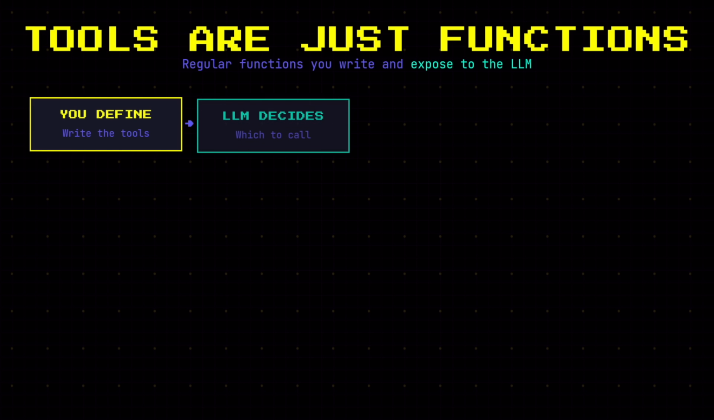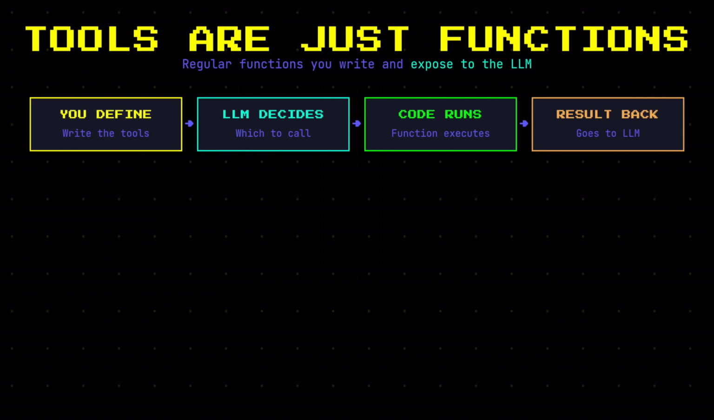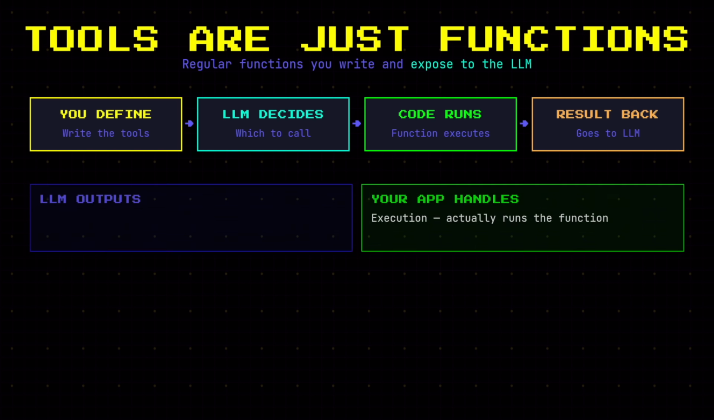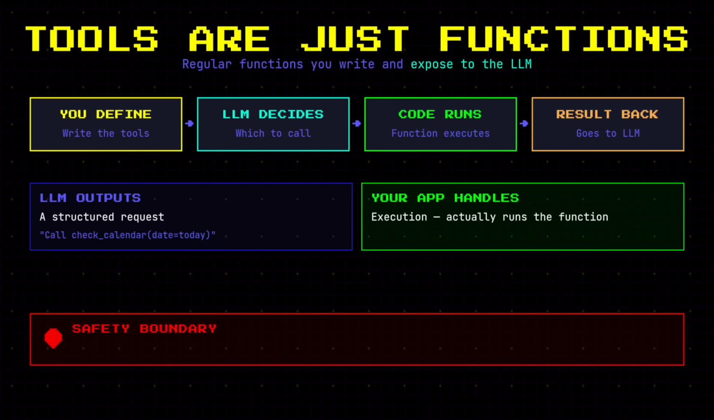Tools are just functions, nothing magical. They're regular functions that you write and expose to the LLM. The LLM decides when to call them, but your code actually executes them. You define the tools, the LLM decides which to call, your code runs the function, and the result goes back to the LLM. The LLM never runs the tools itself. It outputs a structured request and your application handles execution. This is an important safety boundary. You control what the tools can actually do.